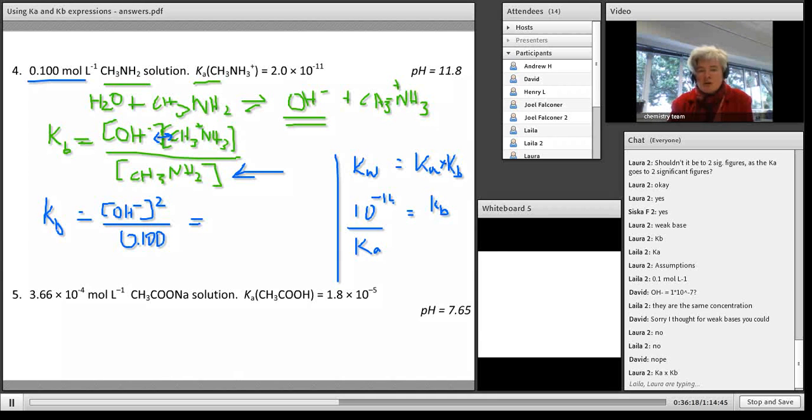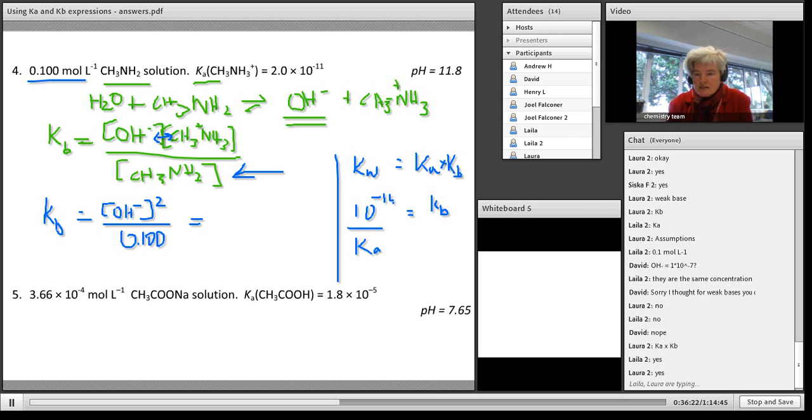Do you all agree with that step? Yep. Okay. So I would just do it in my calculator, 1 exponential 14 divided by 2 exponential 11. And do you get 5 times 10 to the minus 4?